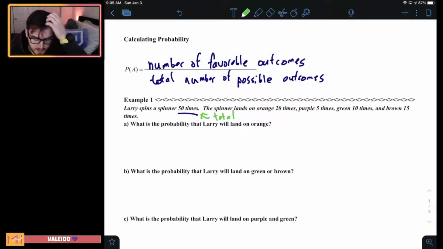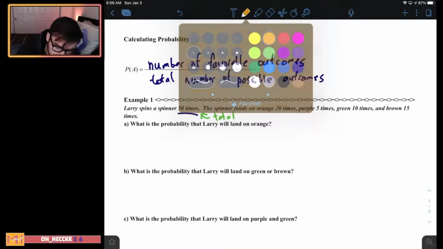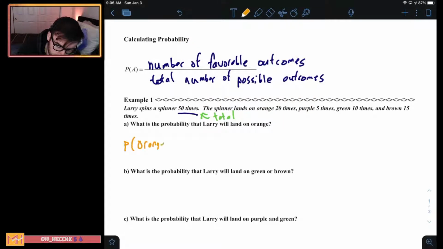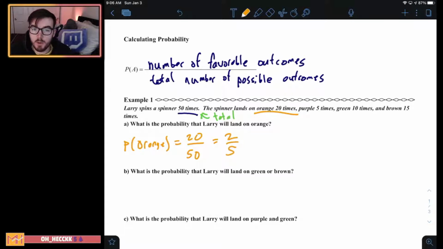So what is the probability that Larry will land on orange? Well, how many successful times did we land on orange? 20. So the probability of, actually, let me do it in orange because why not, the probability of spinning and landing on orange, well, the total number of favorable times that occurred was 20. We landed on orange 20 times out of a total of 50. So 20 over 50, which equals 2/5. Or if you plug that into a calculator, you get 0.4, which you could also write as 40%.